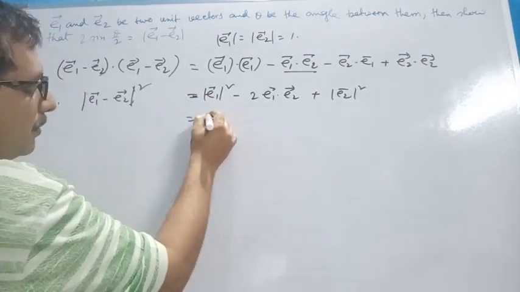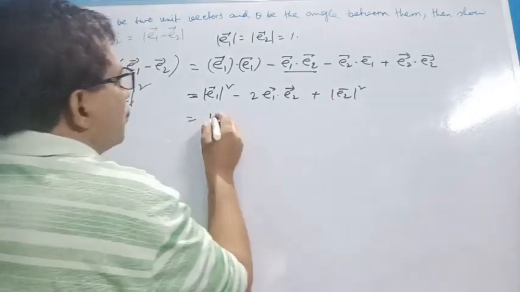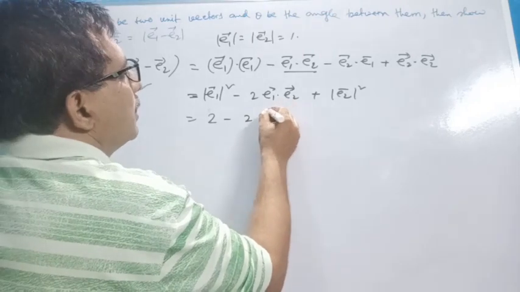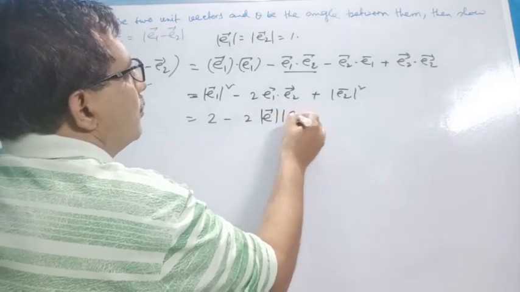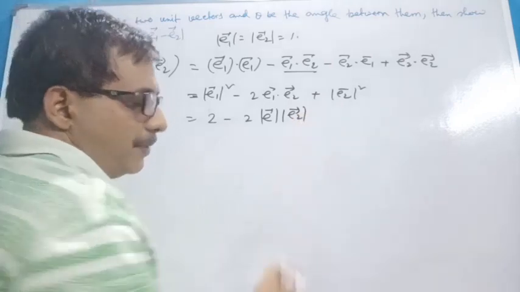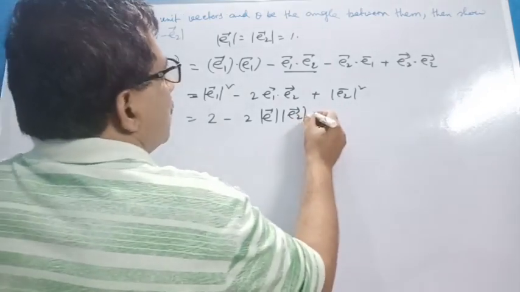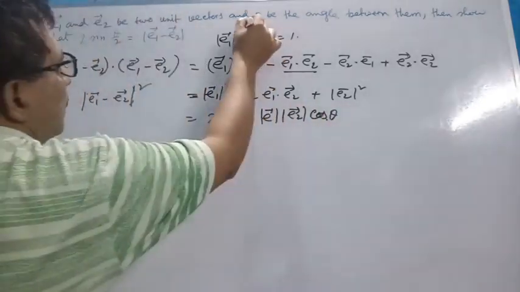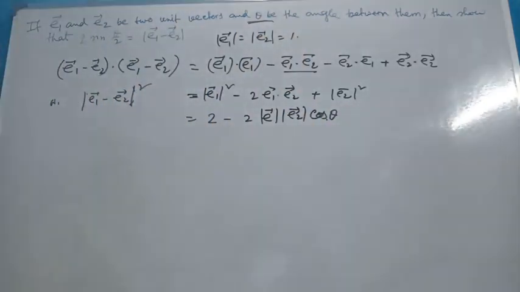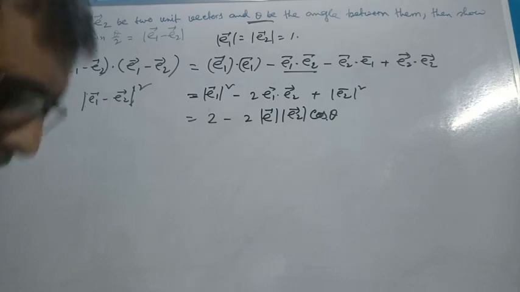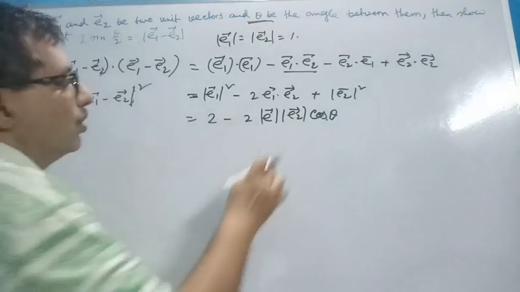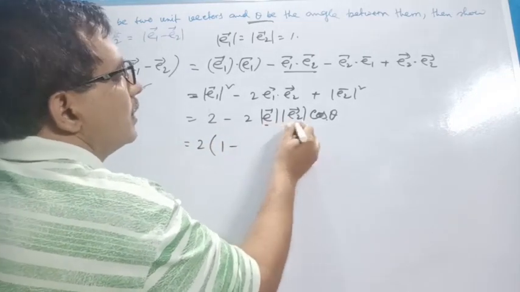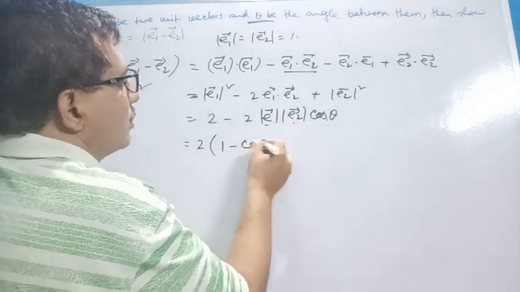Now mod of E1 is 1, mod of E2 is 1. So 1 plus 1, 2, minus 2 E1 dot E2. That means mod of E1 into mod of E2, using the definition of dot product, into cos of the angle between them. It is given that theta is the angle between them. So mod of E1 into mod of E2 cos theta. 2 is common. 1 minus, this is 1, this is 1, so 1 minus cos theta.